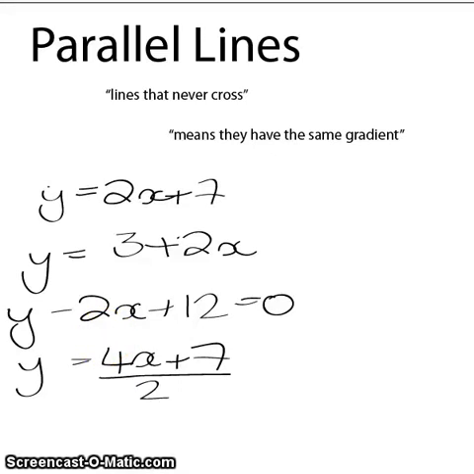So here's a really quick explanation about parallel lines. Parallel lines are lines that never cross each other. That's the definition of parallel. That will mean that they all have the same gradient. So here are four lines.